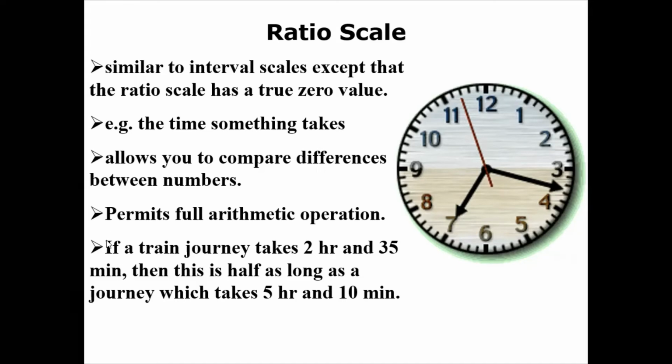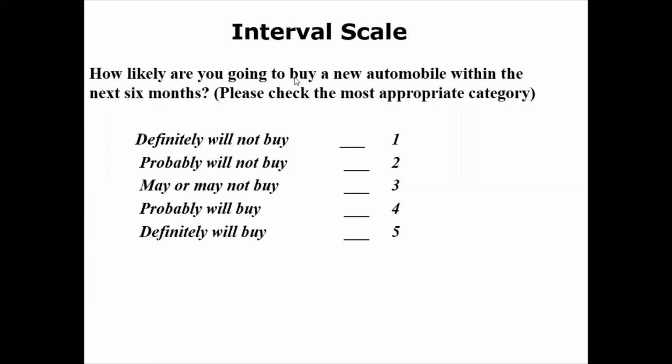So see another example for ratio type of scale. If a train journey takes 2 hours 35 minutes, then this is half as long as a journey which takes 5 hours and 10 minutes. As I said, you can double it. So there is a meaning for such values.